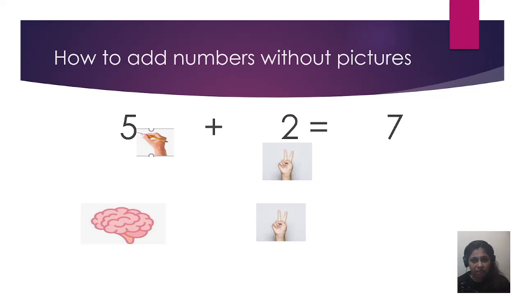Anything that the child is able to learn, just let the child speak that. 5 in my mind, 2 on my fingers. So I'm going to start counting after 5. 5, 6, 7. So how many in total do we have? We have 7. This is how we have to make the child understand how to add the numbers with and without pictures. So this is all for single digit addition.